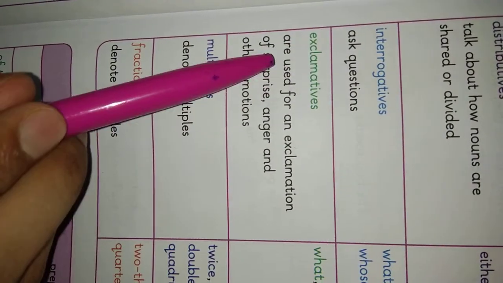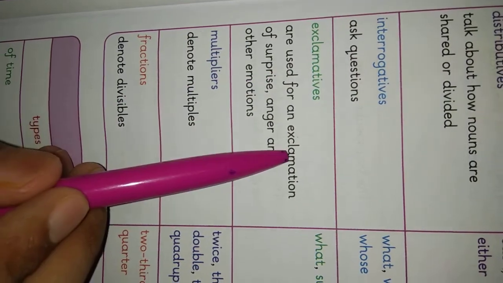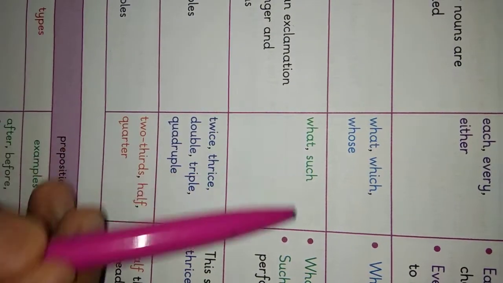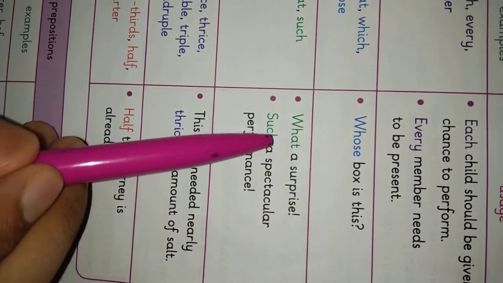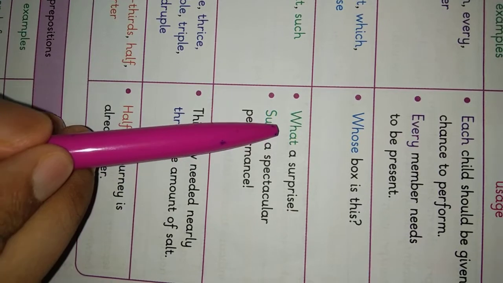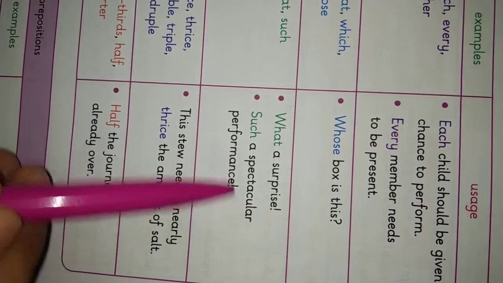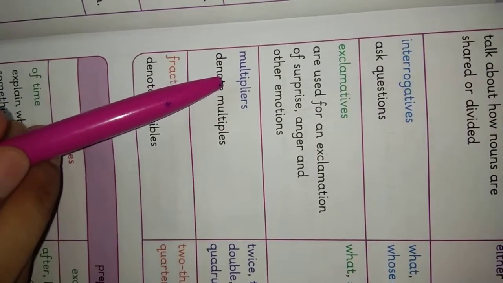The eighth type is exclamatives. These are used for an exclamation of surprise, anger, and other emotions. For example, what, such, etc. The usage of such determiners: what a surprise! Such a spectacular performance. The ninth type is called multipliers.